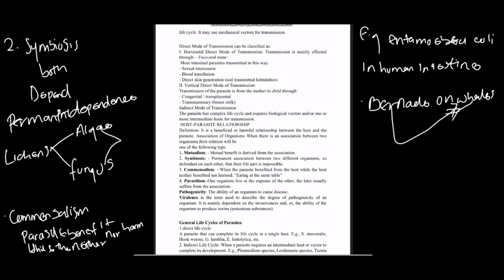Another association between two organisms is parasitism. In parasitism, the parasite benefits at the expense of the host. So the parasite benefits and the host is harmed.